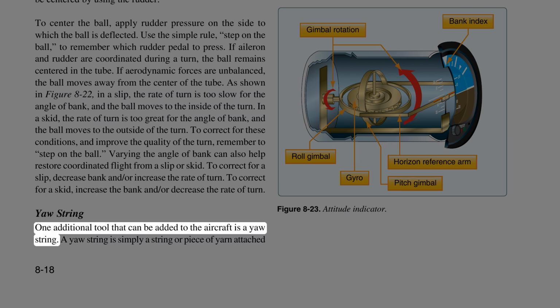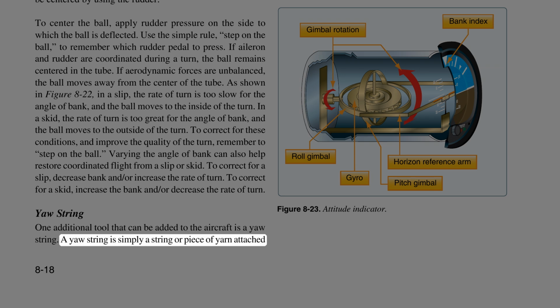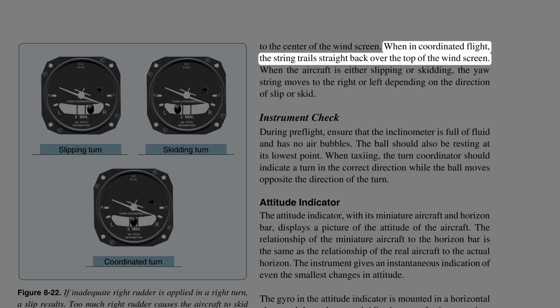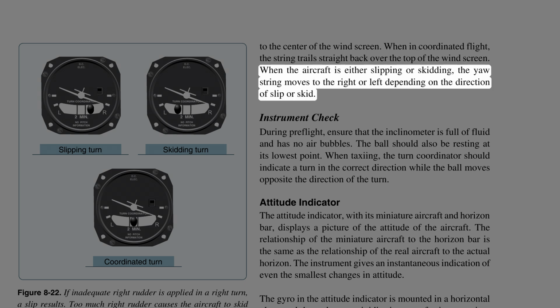Yaw string. One additional tool that can be added to the aircraft is a yaw string. A yaw string is simply a string or piece of yarn attached to the center of the windscreen. When in coordinated flight, the string trails straight back over the top of the windscreen. When the aircraft is either slipping or skidding, the yaw string moves to the right or left depending on the direction of slip or skid.